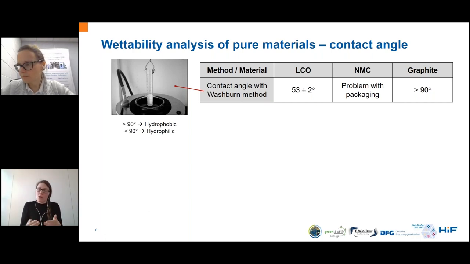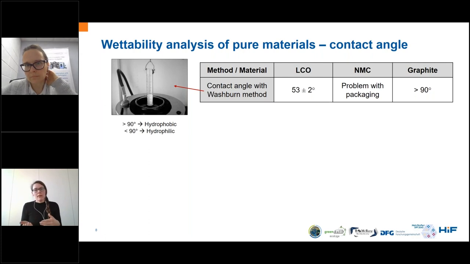So for the LCO, we got a contact angle of roughly 50 degrees, but for the NMC, we were not able to get a proper contact angle, because we had some problem with the PET packaging, which is probably due to swelling. So after the evaluation, we saw that the data set, let's say, is not meaningful for the evaluation. So here, unfortunately, this didn't work and we didn't get a contact angle.